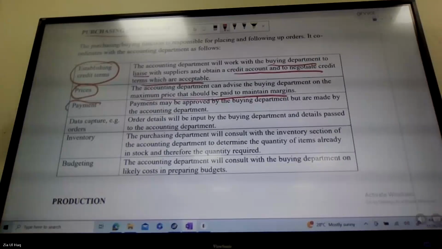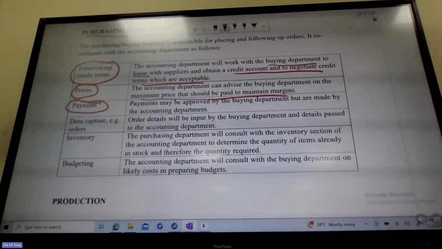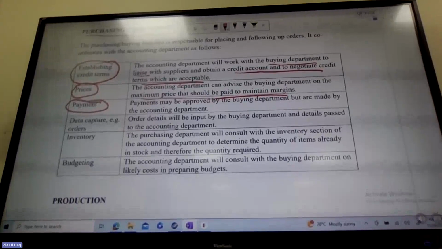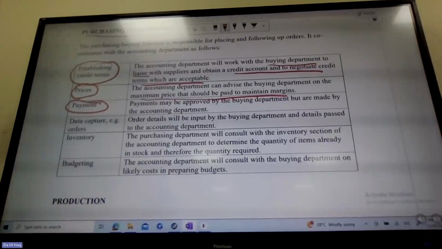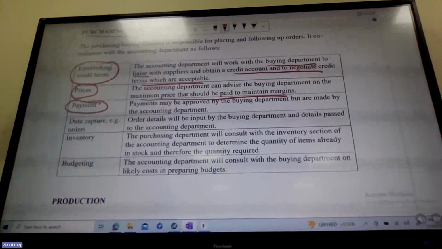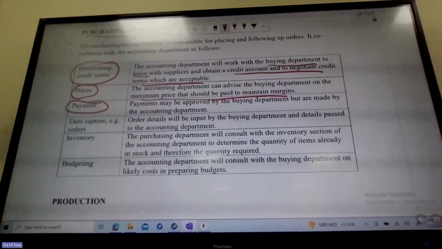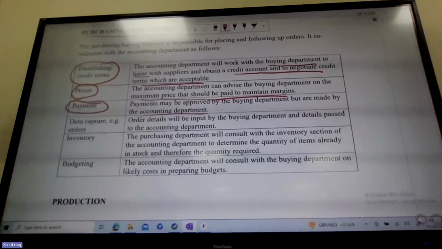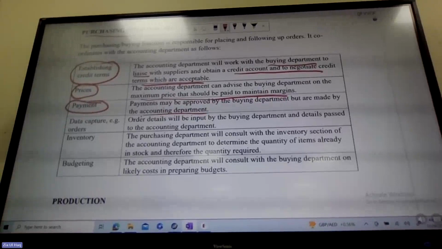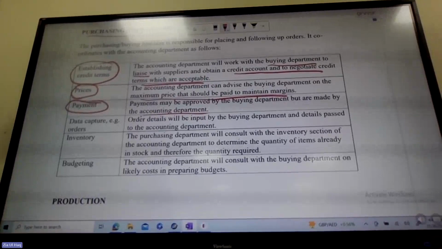And payment. When making payment, the accounting department asks the purchase department whether they have placed an order for these goods. If they confirm, yes, these goods were ordered, then they will make payment. So while making payment, both departments communicate with each other. Payments will be approved by the buying department but made by the accounting department. The accounting department needs confirmation from the purchase department that you have bought these items. They will confirm yes, then the accounting department will make payment.